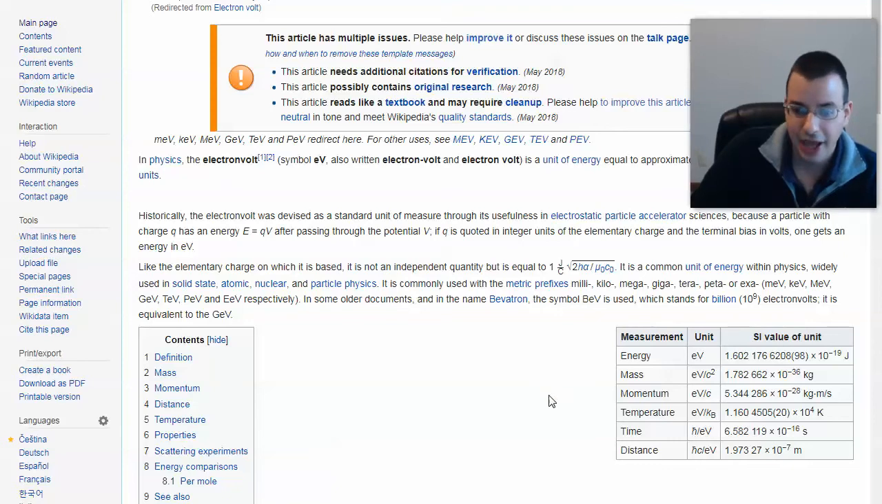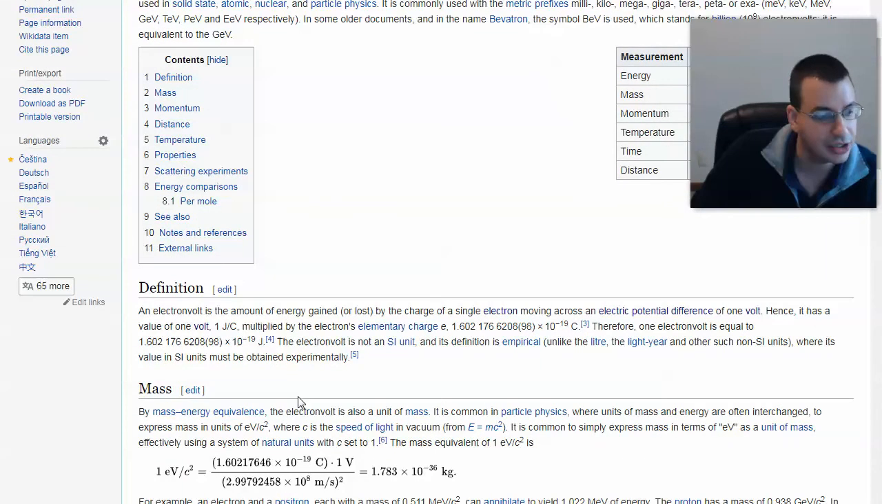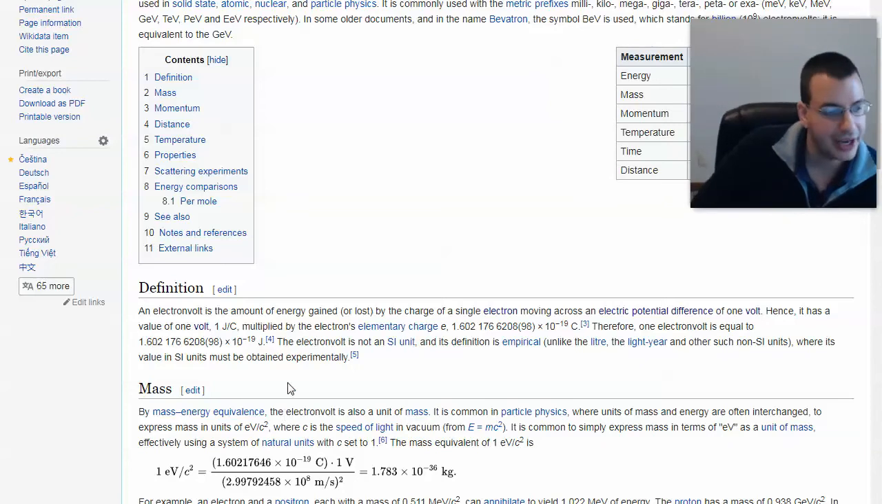The value that we have for an electron volt. Hopefully it's measured in joules. Can I do it in joules? Aha! So 1 electron volt is equal to 1.6 times 10 to the negative 19th joules. And an electron volt is the amount of energy gained or lost by the charge of a single electron moving across an electric potential difference of 1 volt.